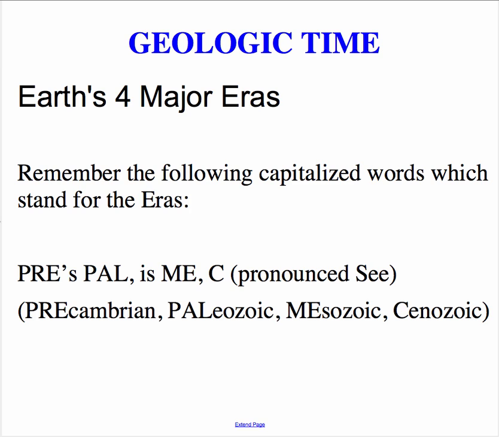So let's talk more about the Earth's four major eras. And technically we're giving you a little baloney right now because there's only 3 eras, but we're going to lump in an eon as an era. So the way to remember them, you don't know them yet, but just remember them, is by the little moniker. Pre's pal is me C. And that's right here on the board. We'll highlight it for you. Pre's pal is me C.